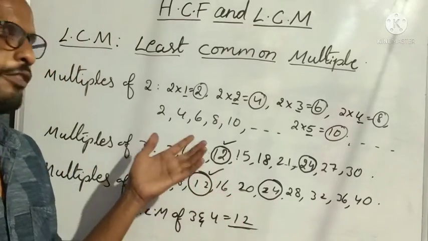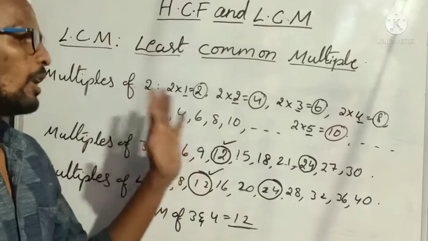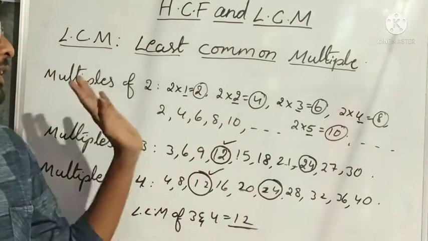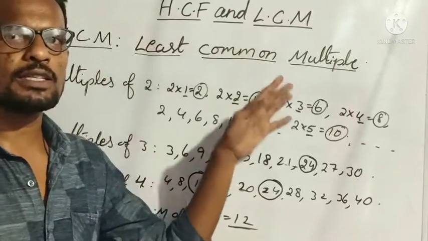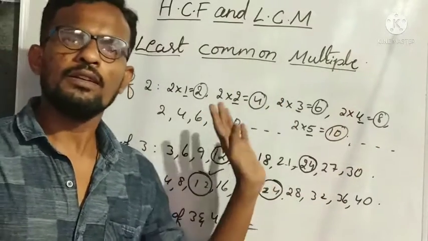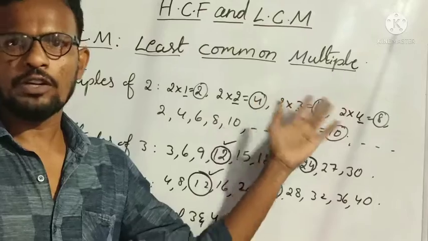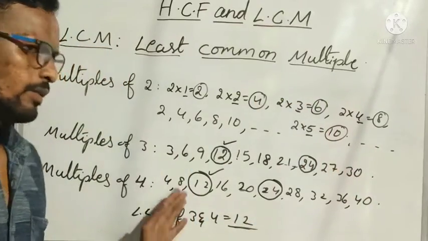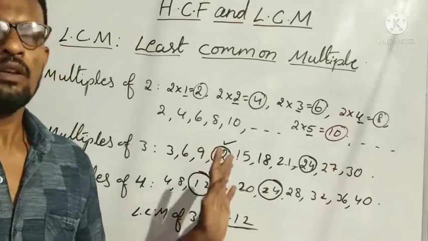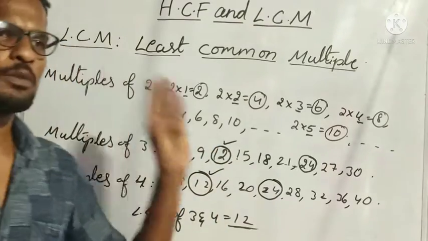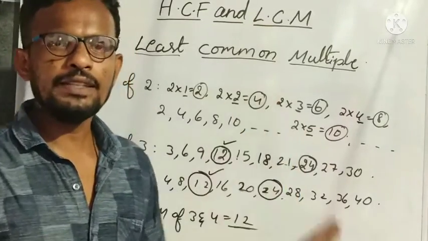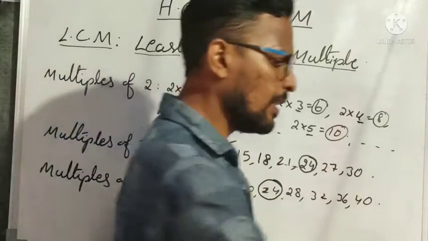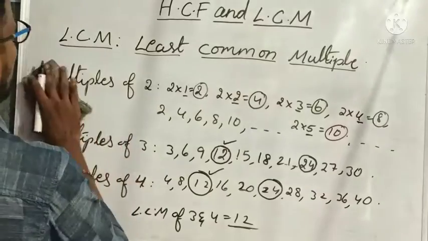Clear? But if we find it like this, it is not possible for all numbers. In case you get big numbers like 247 and 352, it is not possible to find the least common multiple directly like this. The general method is not possible then. That's why we have some specific methods for finding LCM, that is least common multiple. Let us see the methods now.